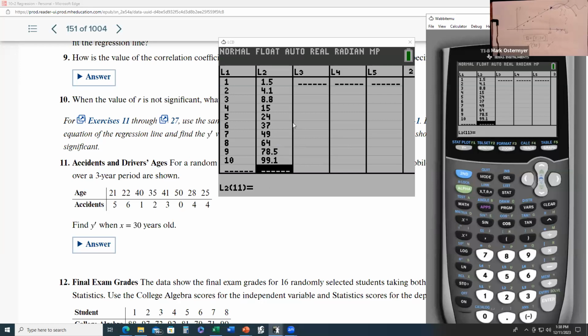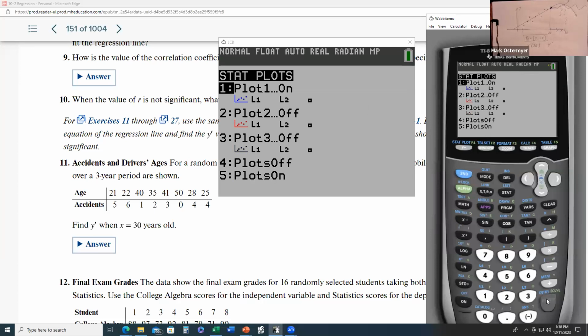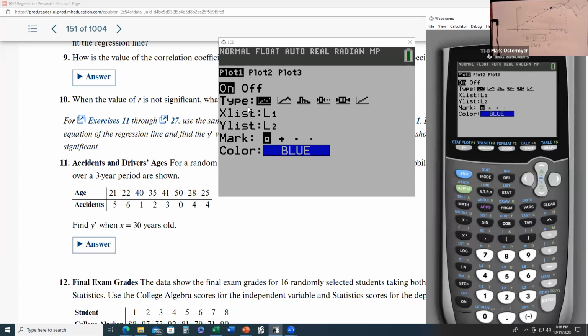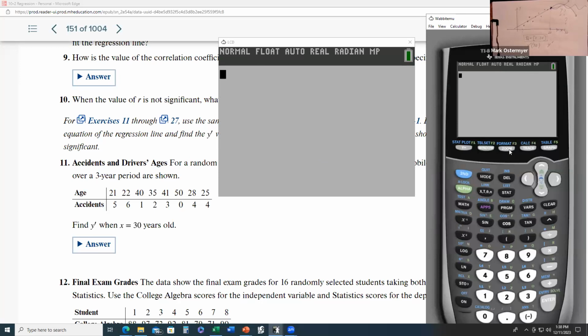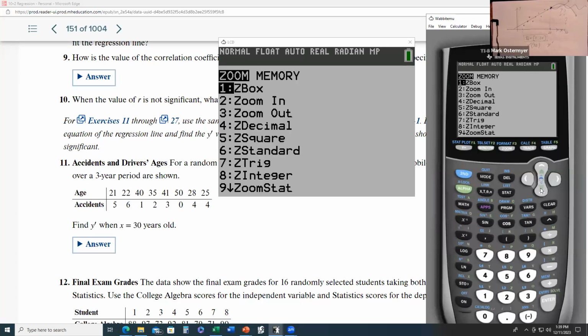Let's make a scatter plot with this ordered pair data set. Suppose we collected this out in the field. Let's go ahead. Second Y equals, Plot 1. Make sure it's configured for a scatter plot. Hit zoom and zoom stat. Let's make a scatter plot.